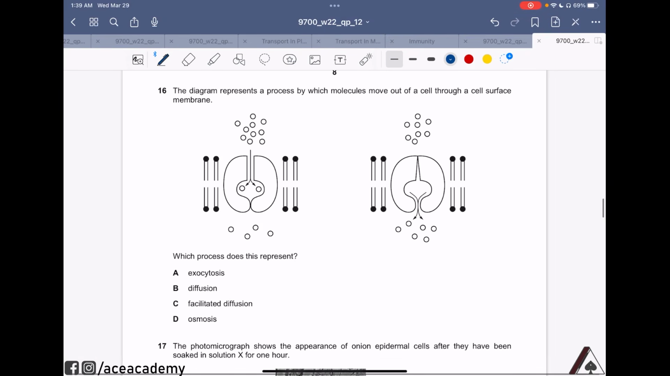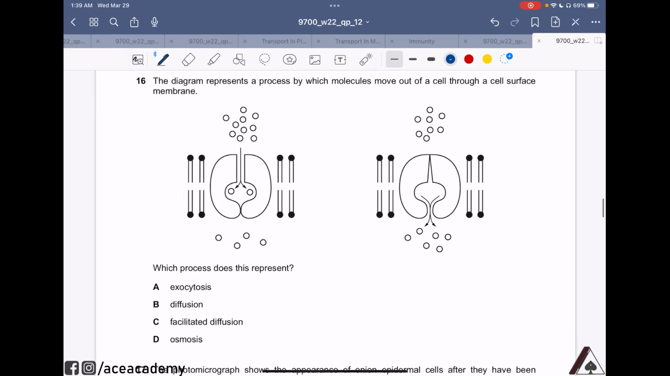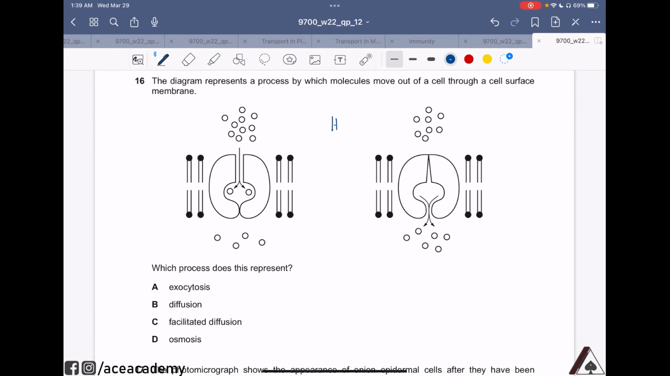Number 16. The diagram represents a process by which molecules can move out of a cell through a cell surface membrane. Which process does this represent? So over here we can see that there is a high concentration and then there is a low concentration, and this is carried through a transporter protein. Low concentration, and there is no ATP. So this is facilitated diffusion.